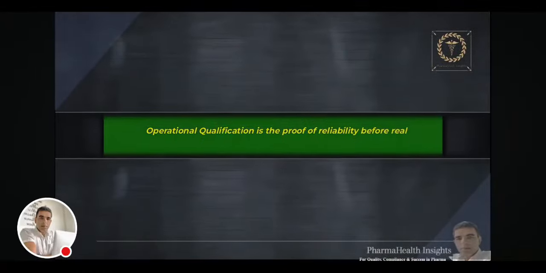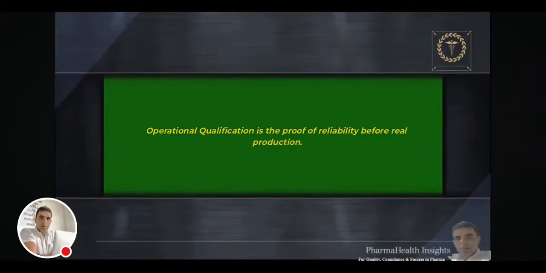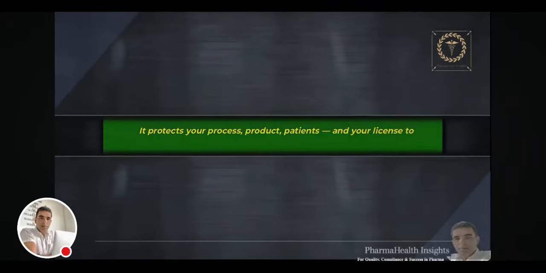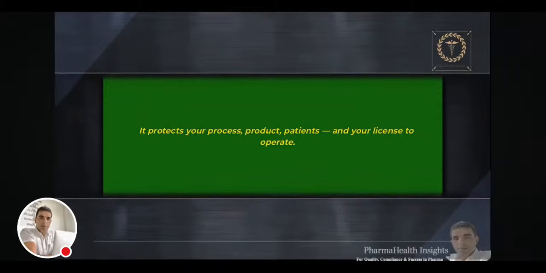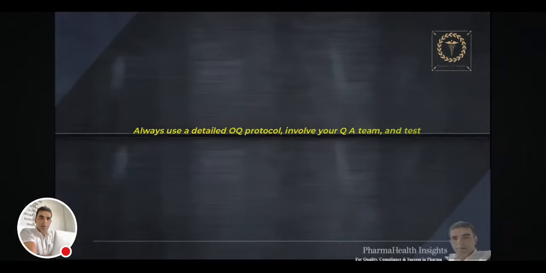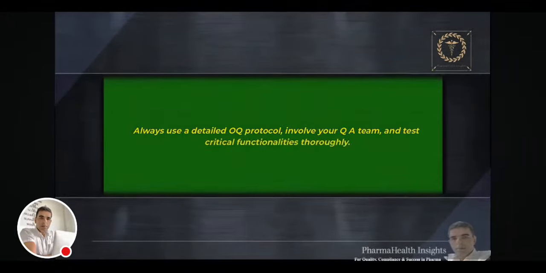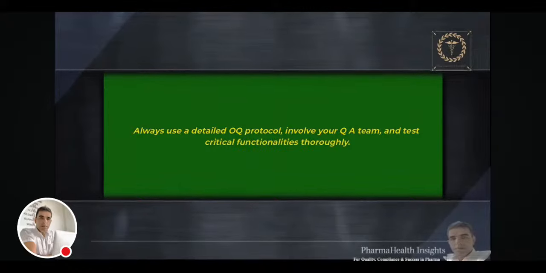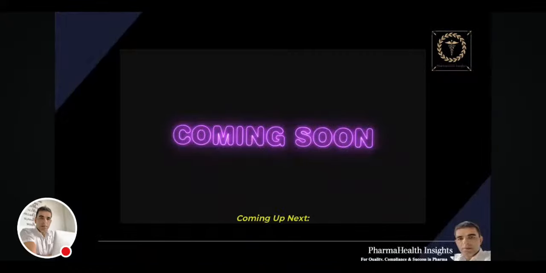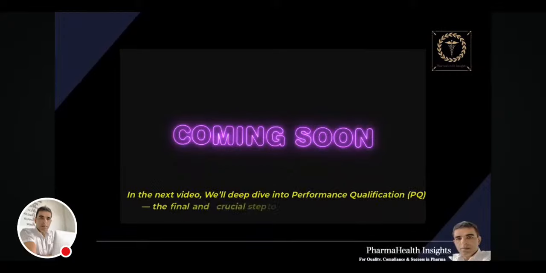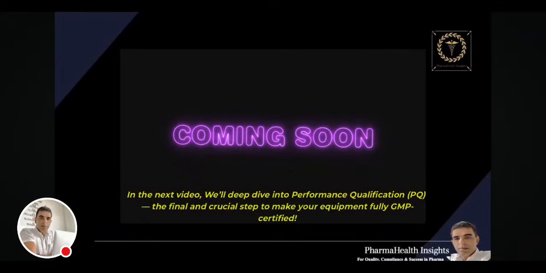Operational qualification is the proof of reliability before real production. It protects your process, product, patients, and your license to operate. Always use a detailed OQ protocol, involve your QA team, and test critical functionalities thoroughly. Coming up next, in the next video, we'll deep dive into performance qualification, PQ, the final and crucial step to make your equipment fully GMP certified.